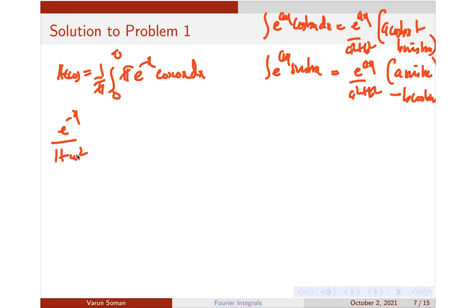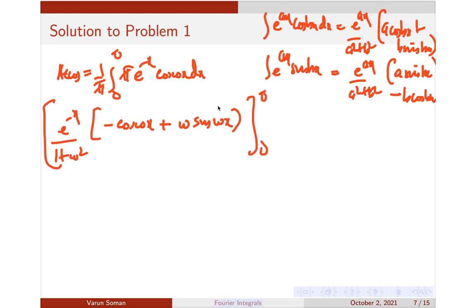Your a is actually minus 1, and b is omega, so it is 1 plus omega square into, what is it here? It is a cos bx, so it is actually minus cos omega x minus b sin bx. Your b here is actually omega only, so a cos bx, where a is minus 1, gives cos omega x, plus b is omega, so it is omega sin omega x, in the limits 0 to infinity.